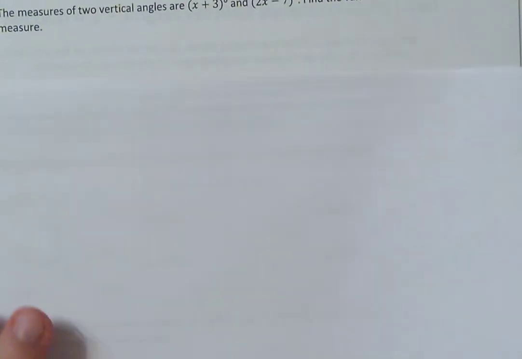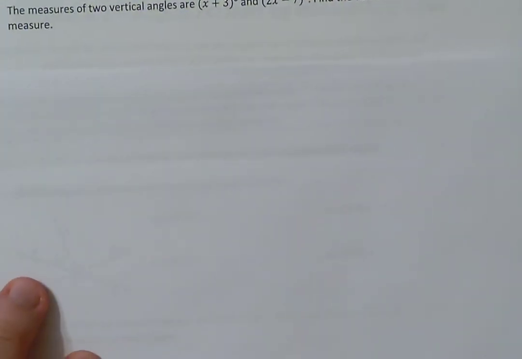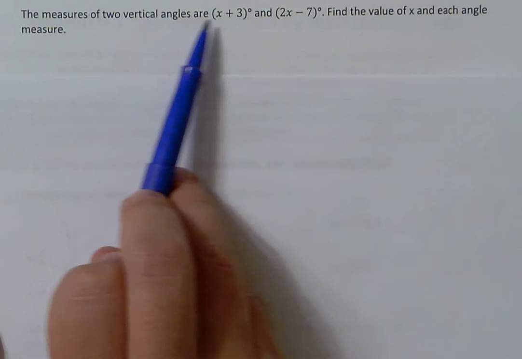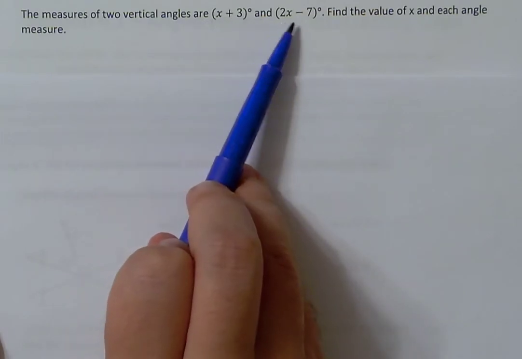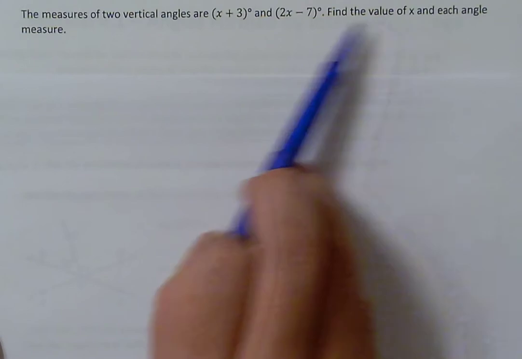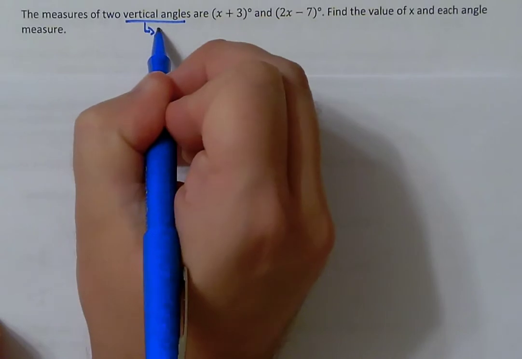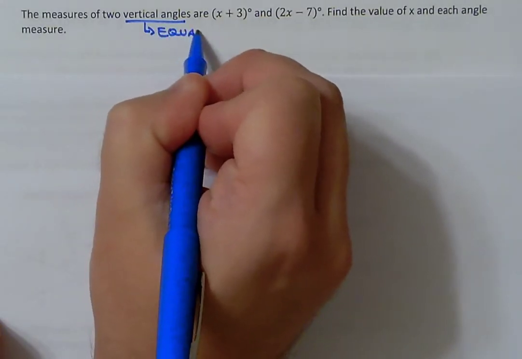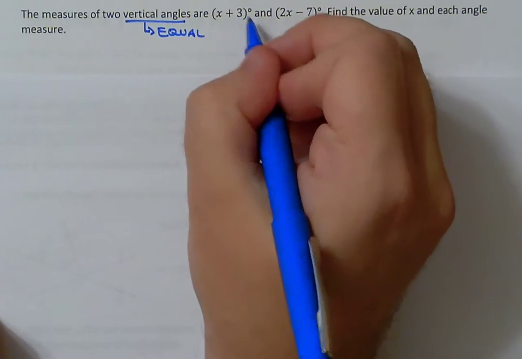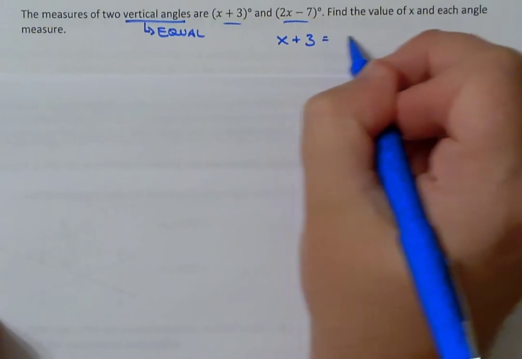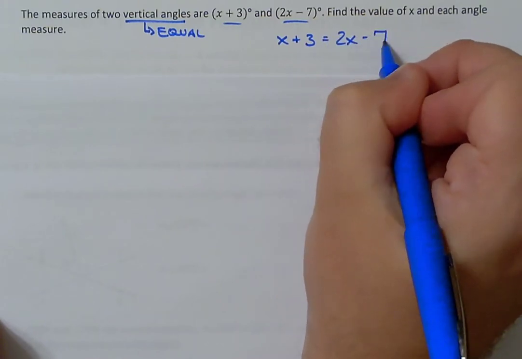There is one more part for example 1, part C. This part is similar to part B, where they tell us the measure of two vertical angles are x plus 3 and 2x minus 7. Find the value of x and each angle measure. Again, vertical angles implies that they are equal to each other. So we take these two expressions, x plus 3, and set it equal to 2x minus 7.